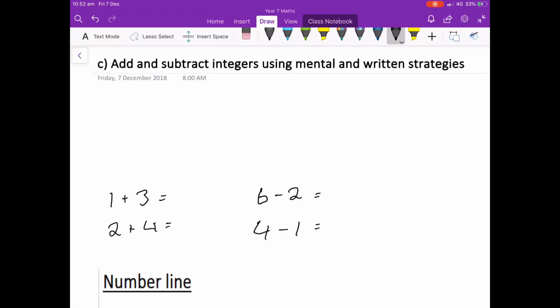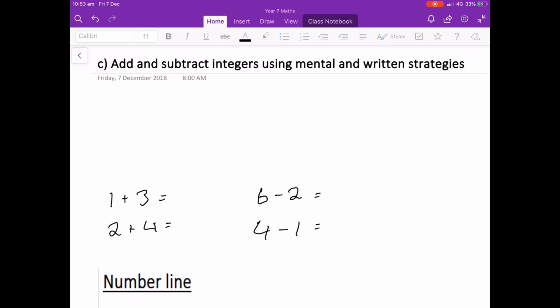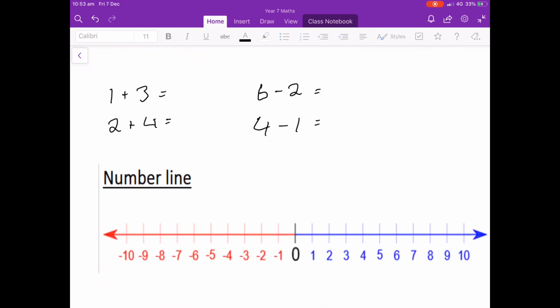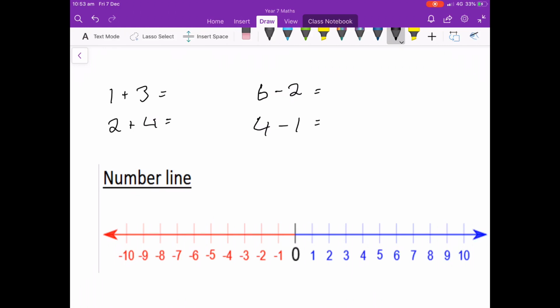Okay, in this screenshot, we're going to be looking at the learning goal, add and subtract integers using mental and written strategies. So here's some integers problems here. To do this, we're going to use a number line. Now, I'll be very worried if you guys cannot add and subtract these integers.